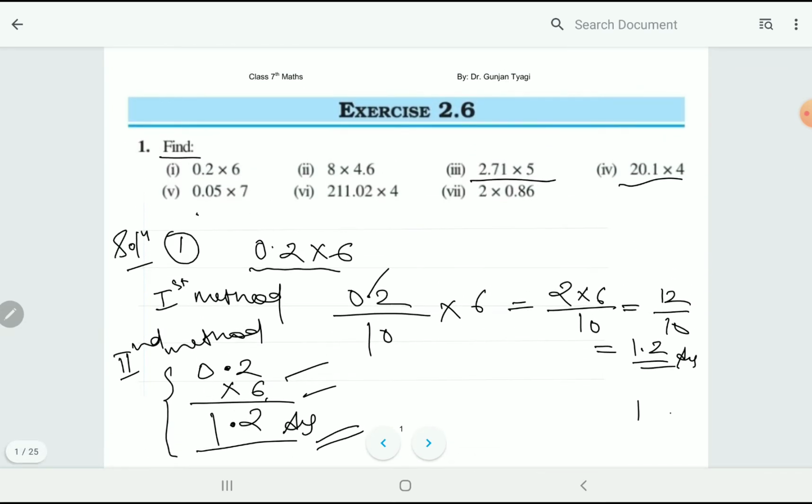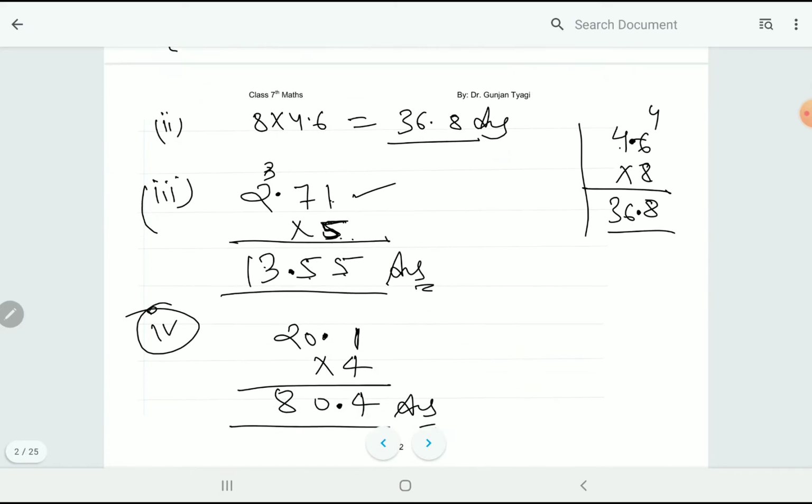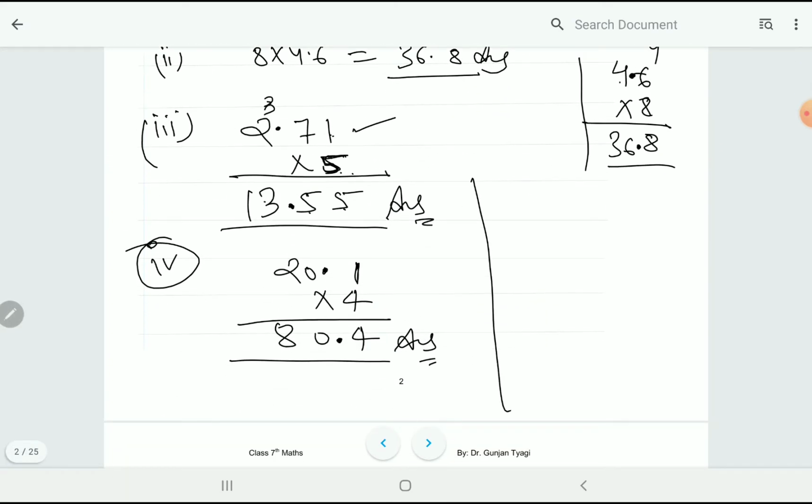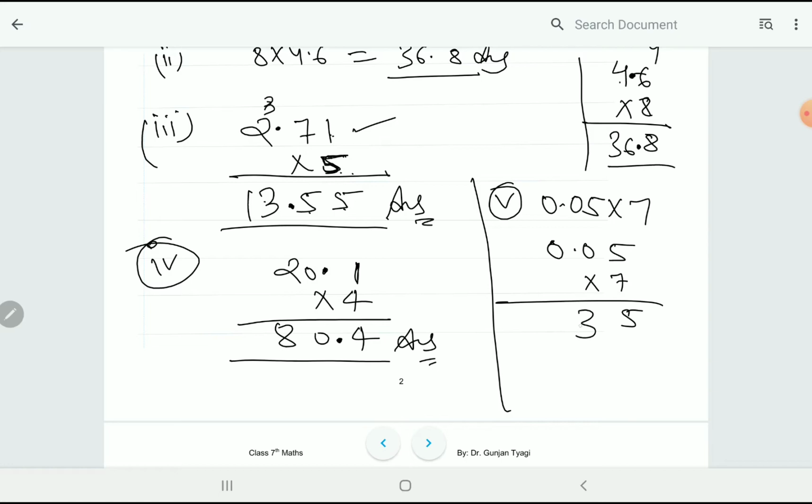Let's do the next, fifth part. 0.05 multiply 7. I will do the multiplication simply by 7. 7 5s are 35. 0 I will write as it is. Now there is a decimal after two places from the right, so in the answer it will come after two places. This is the answer.